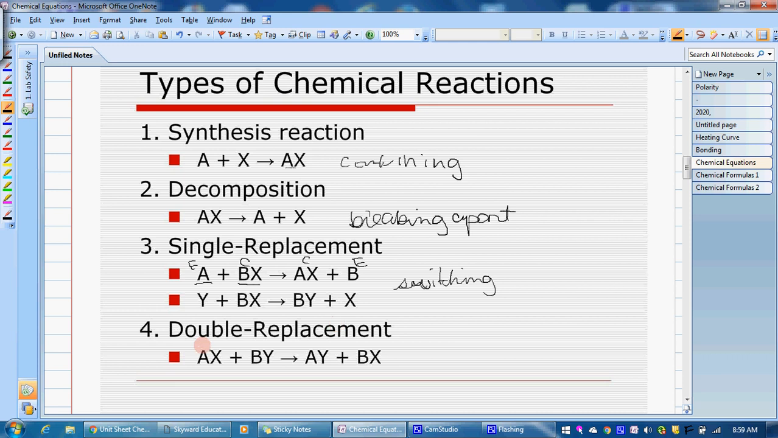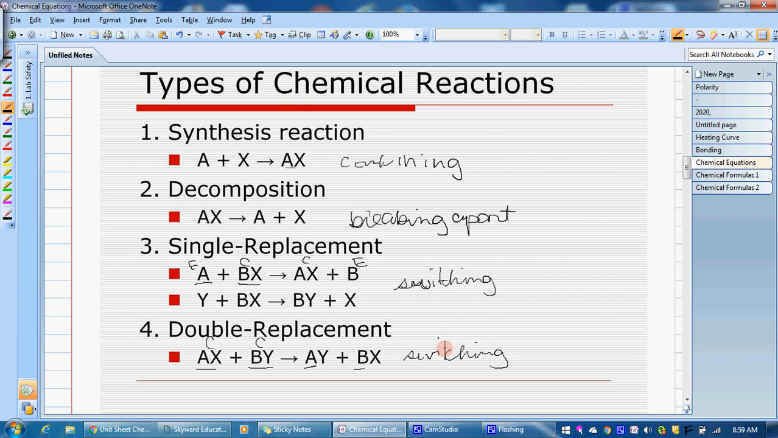Switching. Here, double replacement, you can see you have 2 compounds. So a compound and another compound. You can see the beginning part, which would be your metal, is going to switch. Okay, so now A is combined with whatever was with B, and B is combined. So again, this is a switching type of reaction.